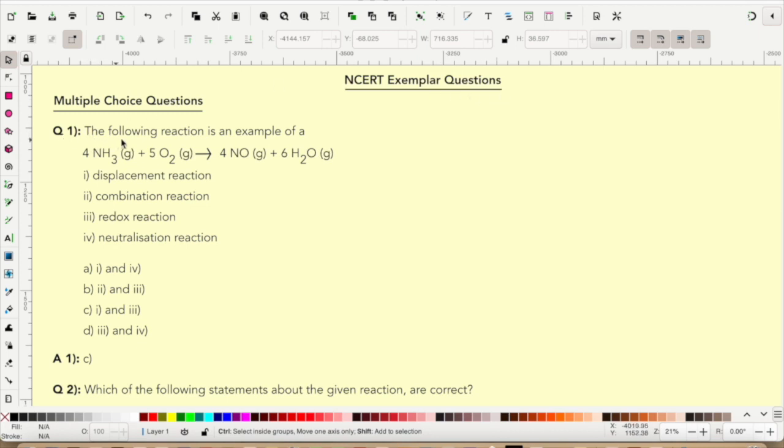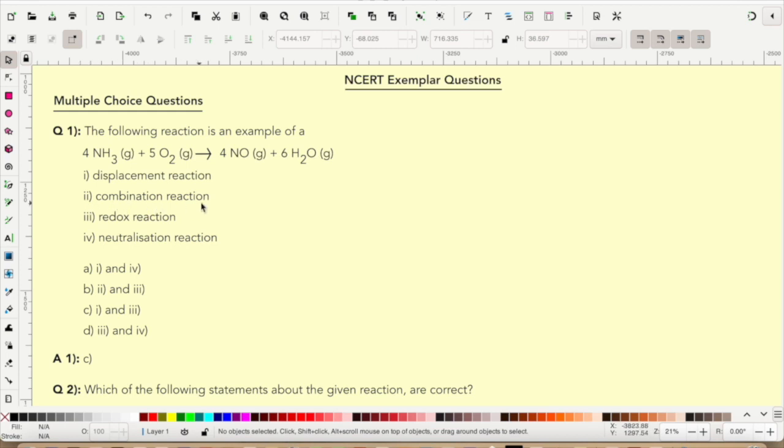First question: the following reaction is an example of a displacement reaction, combination reaction, redox reaction, or neutralization reaction. The reaction is 4NH3 plus 5O2 makes 4NO plus 6H2O. Now let us analyze. In this reaction, O2 is displacing hydrogen from NH3 to make NO. So this is a displacement reaction.